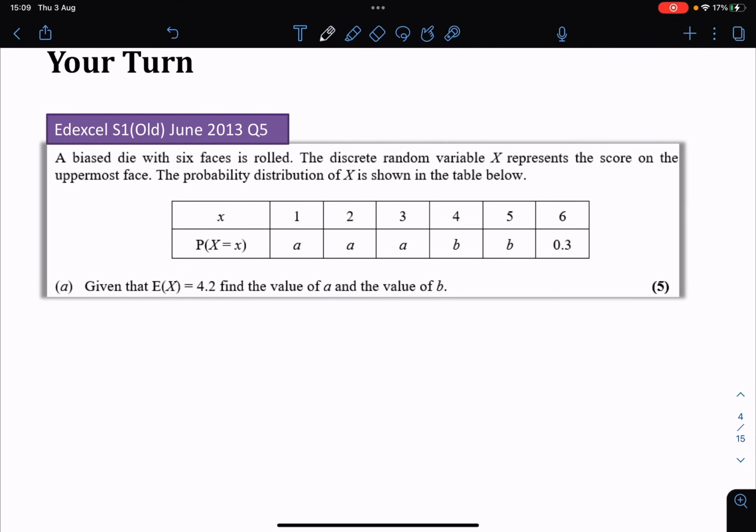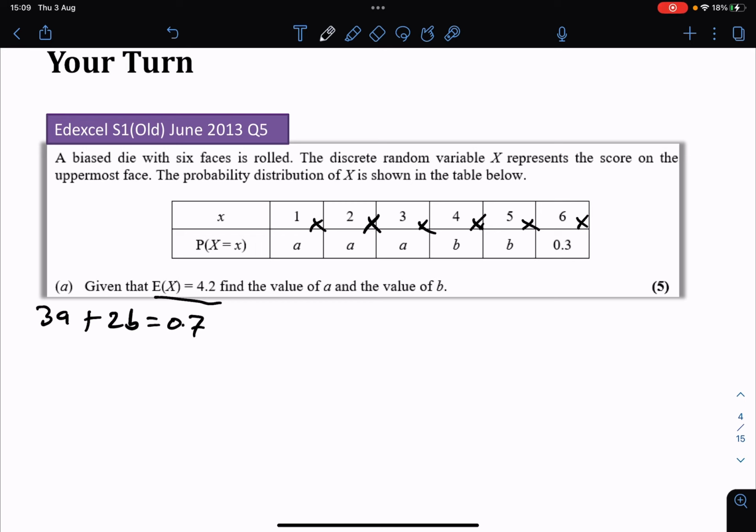So here's one from the old specification. Again, I'll let you pause, have a go, and I'll go through it. Again, all we do is multiply across these branches as we did before. I'm going to write the x's just so I can show you the method. We're told that E of x is 4.2. We want to find what a and b are. That's fairly straightforward. It's 3a and 2b, giving you 0.7.